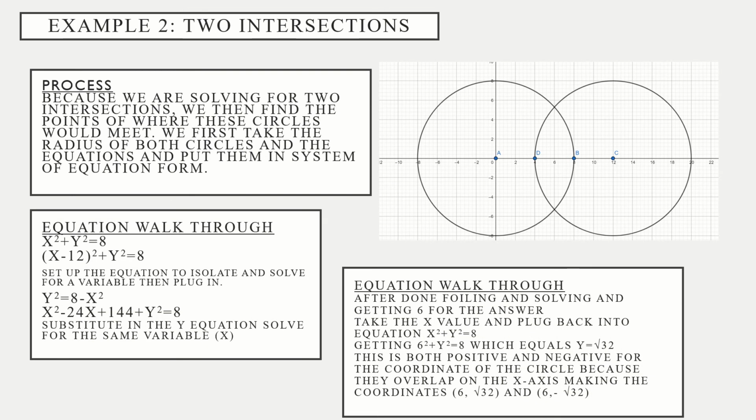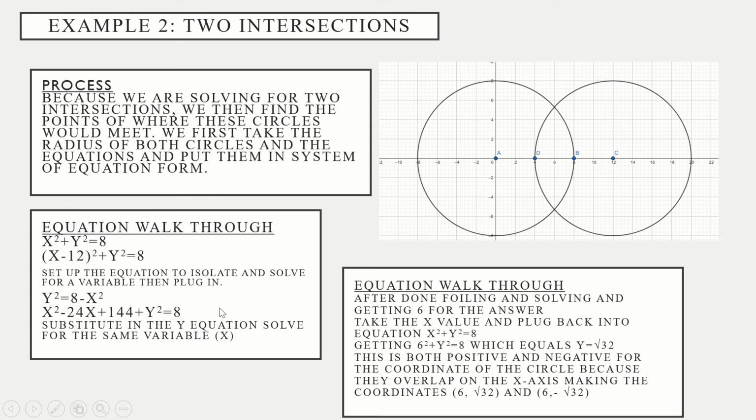For example 2, we're going to be doing two intersections. Because we're solving for two intersections, we then find the points of where these circles would meet. We first take the radius of both circles and the equations and put them into a system of equations form. So using the equation we saw in the beginning, you can make your equation. Because I based my first circle A on the origin, it would be x^2 + y^2 = 8^2, or 8, sorry, and (x - 12)^2 + y^2 = 8 for the second circle.